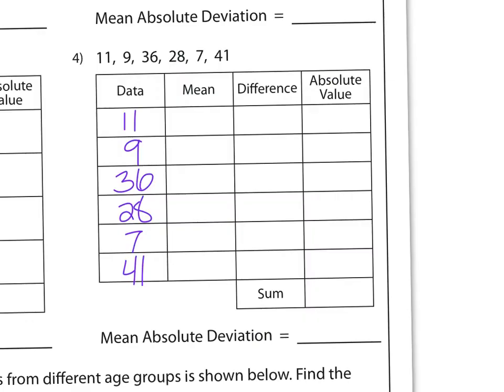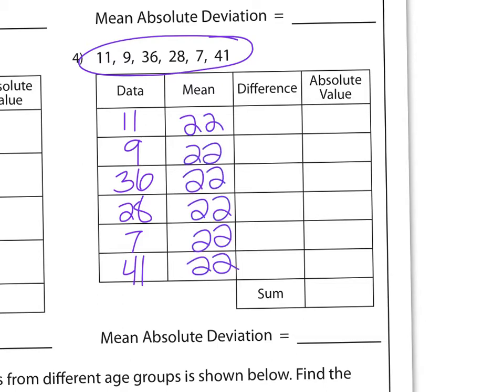So I have a new data set to work with here. Let's get started. I've put the data points on this chart, and I've calculated the mean. The mean of this data is 22. Now the first step in calculating the mean absolute deviation is to figure out the difference between each data point and the mean.